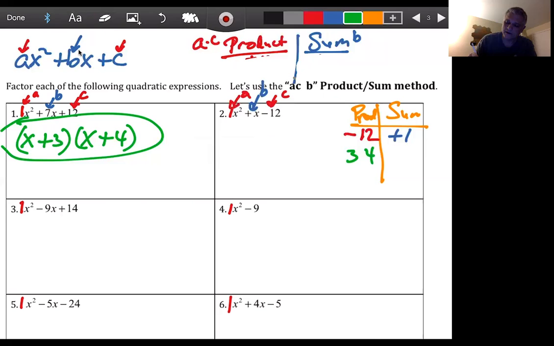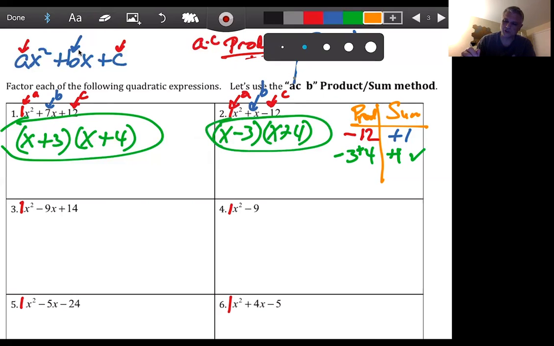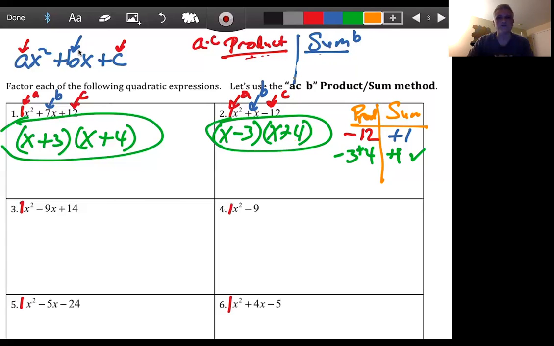So that means the bigger one has to be a plus. So the 4 is a plus and the 3 is a minus. So minus 3 plus 4 gives me plus 1. That's what I wanted, plus 1. So minus 3, plus 4. Again, check your answer. Just check it real fast here. X times x is x squared, plus 4x minus 3x, that's plus 1x, minus 12. It's exactly right. We got it. Okay? Let's do number 3 here.